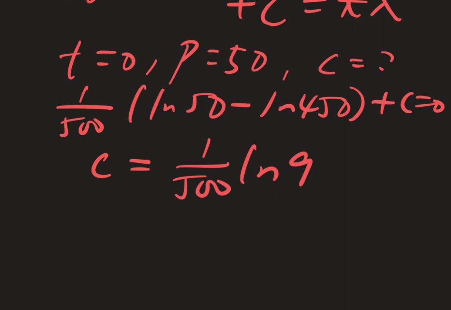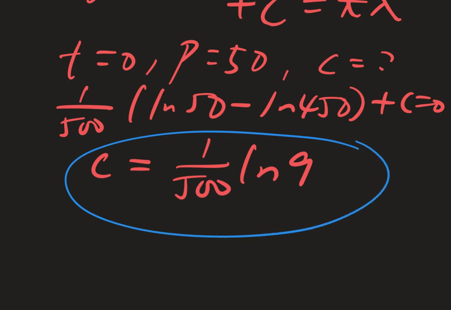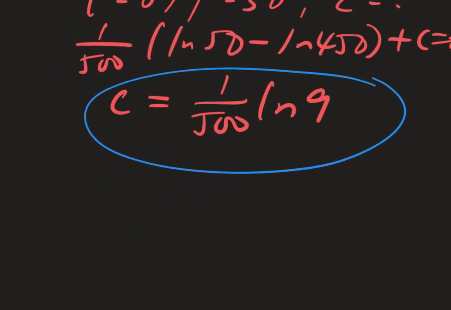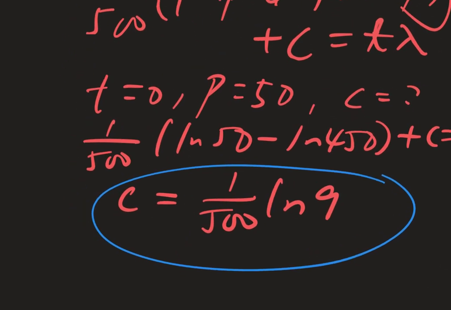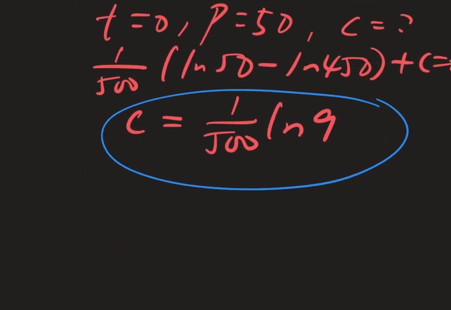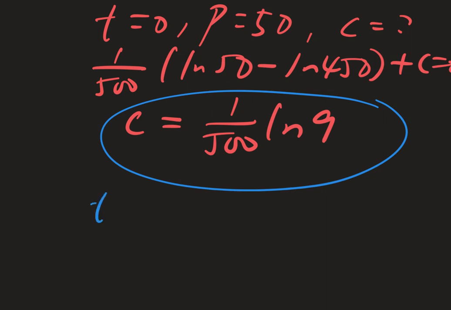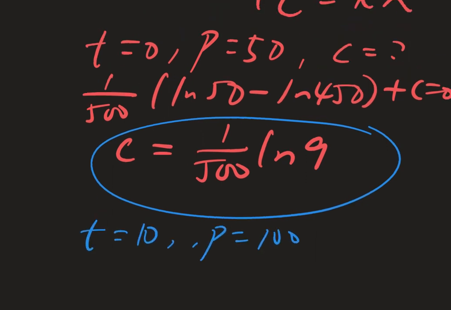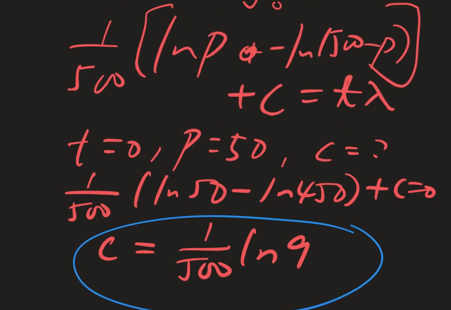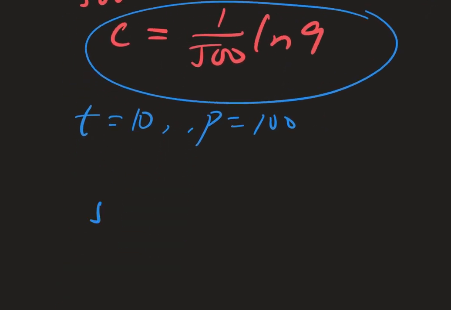Hard calculation, okay, so this is c, but we still haven't found lambda yet, don't be happy. Now we have found c, then we find lambda. Lambda is when t equals 10, it gives me p equals 100. Okay, so we're going to start everything with 500.